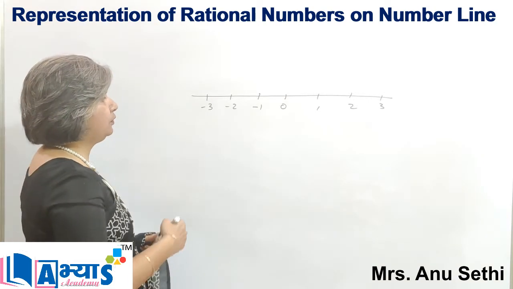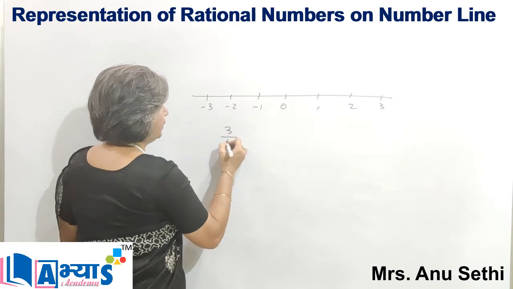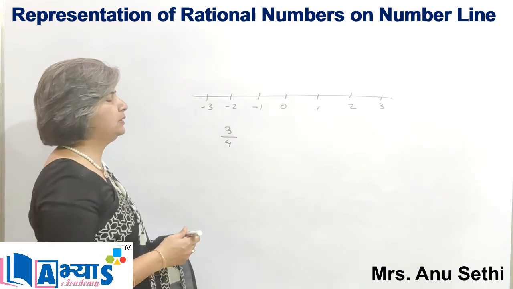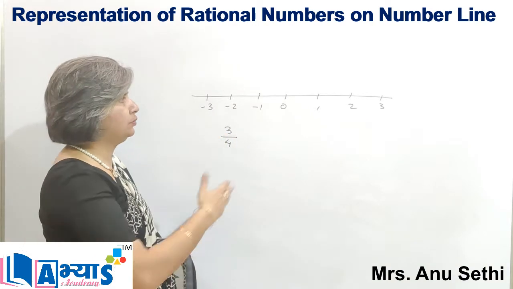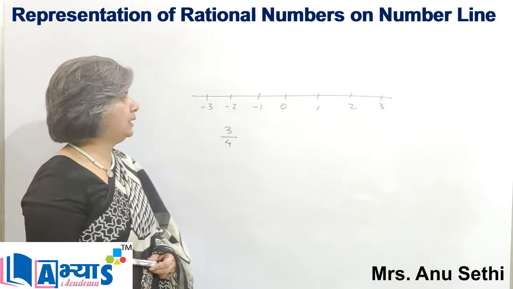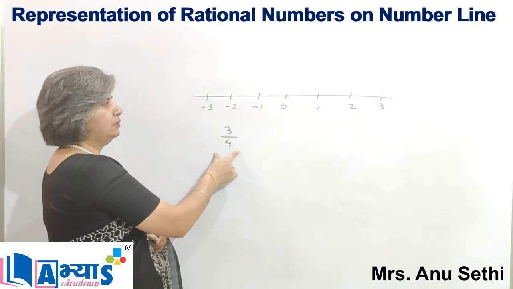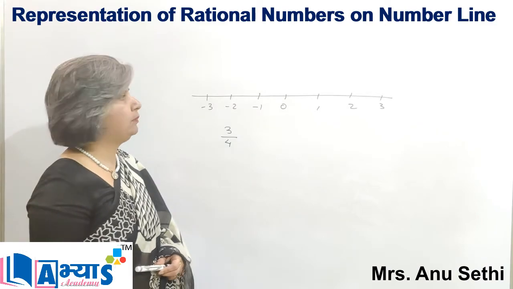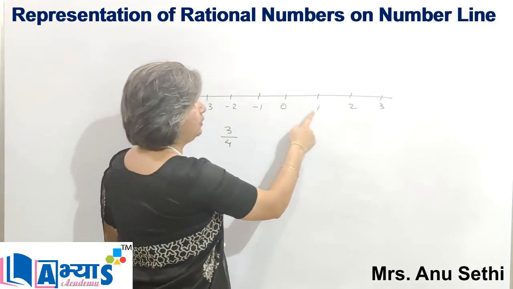Now suppose I have to represent 3 by 4 on a number line. That means this number is a positive number, so it will be on the right of 0, and I see that the number is greater than 0 but it is less than 1. That means it will lie somewhere between 0 and 1.